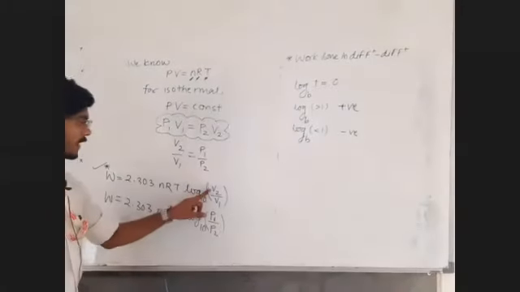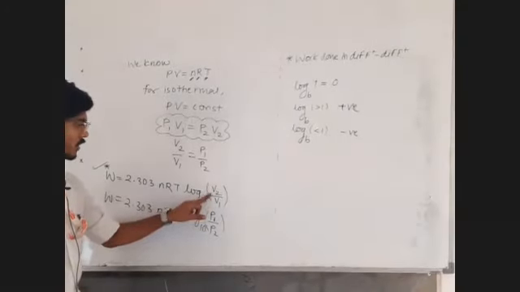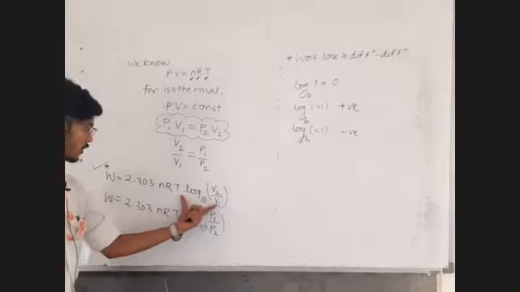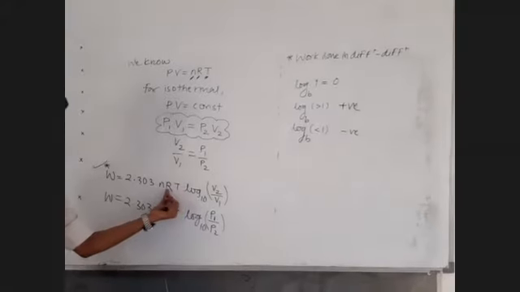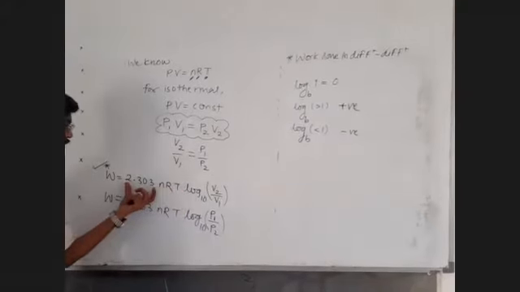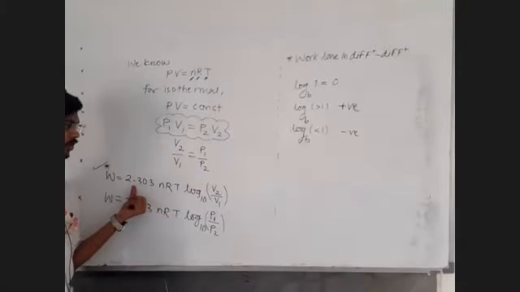So if the final volume is more, it is expansion. V2 upon V1 will be a value more than 1, and log of more than 1 is positive. So this value is positive. Temperature, in the SI unit Kelvin, is always going to be positive. R is positive, n is positive, 2.303 is positive. So everything will be a positive value. So work done in expansion is positive.